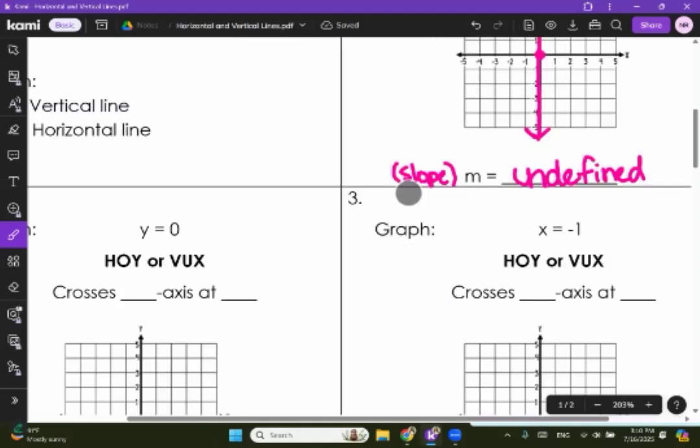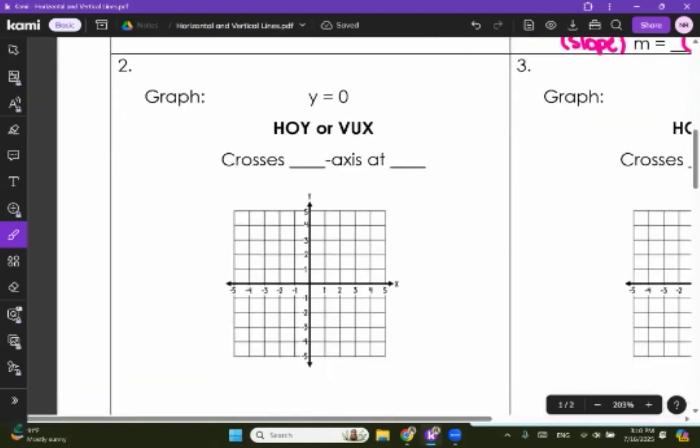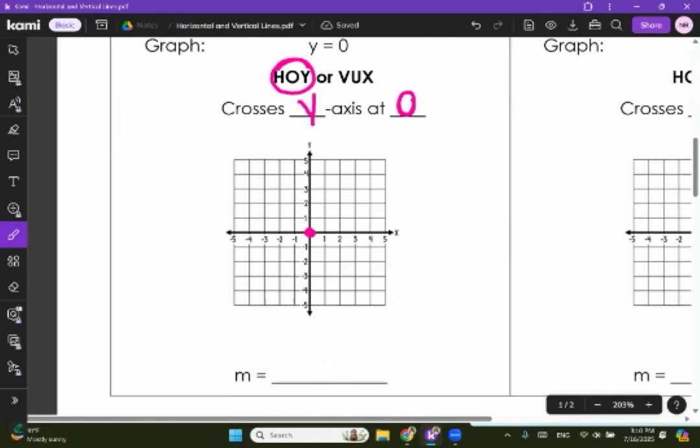Okay. Number two, y equals 0. We're going to go to HOY because there's a y in HOY. It's going to cross the y-axis at the number 0. So I'm still going to plot the point in the same spot, but this time H means horizontal line, and a horizontal line goes left and right. And what is the slope of a horizontal line? Look at the middle letter. The O looks like the number 0. Easy enough, hopefully.